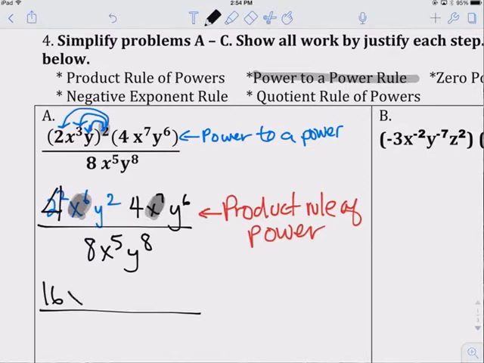And then I got x to the 13. Wait, how did you get 16? 4 and 4, 2 squared. And then 8 is just 8. First I did this, and then I did this.